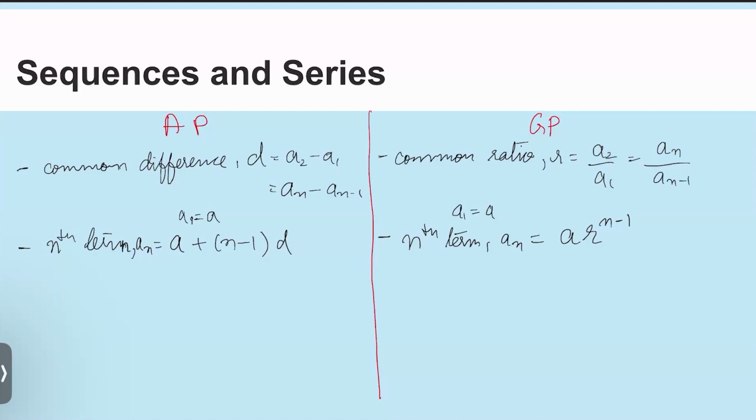We will also see, when we have seen how to solve for geometric progression series, we will also add the differences between the series formulas of AP and GP.